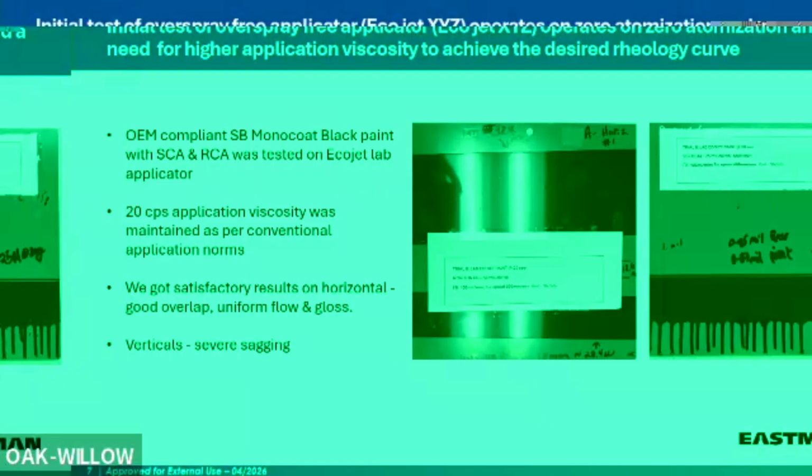Because, I told you, we are targeting 25 microns on a 90-degree vertical. So this is a vertical panel at 90 degrees. This was very bad. But again, this was just a formula to validate how this machine operates. What does this machine do? These are the learnings for the machine.